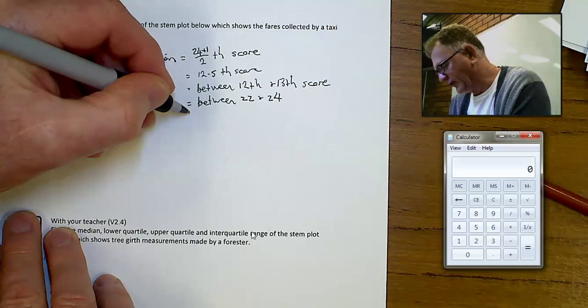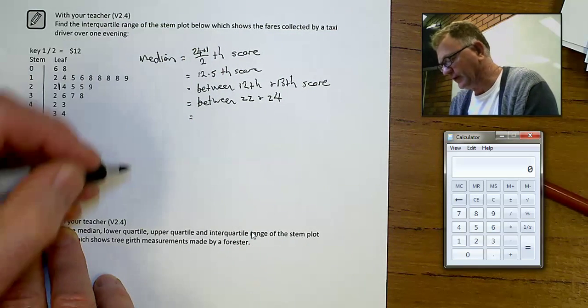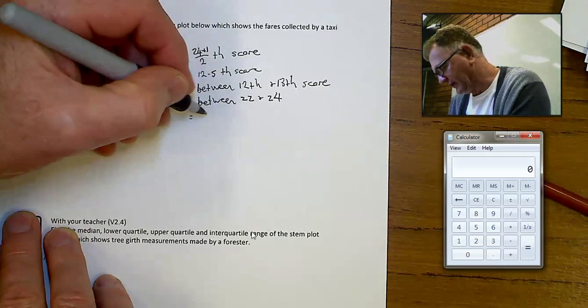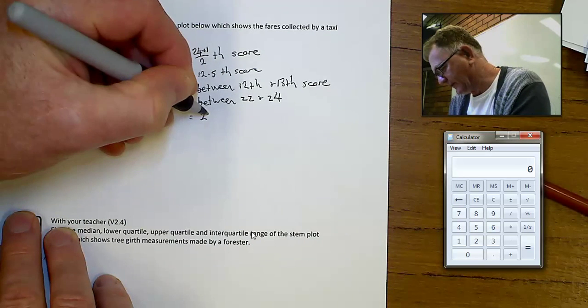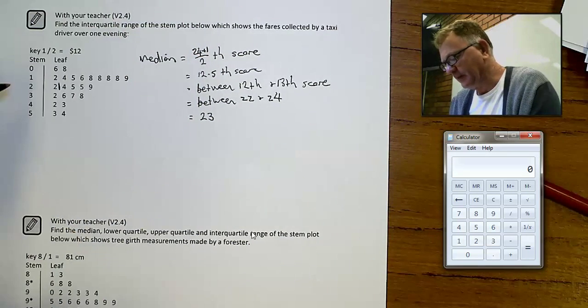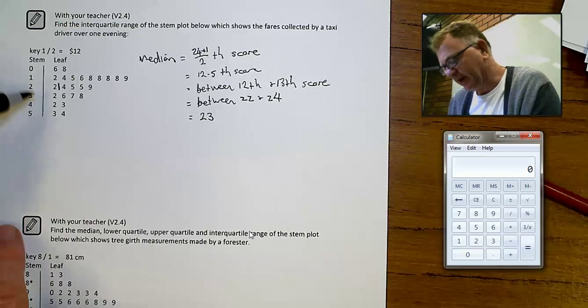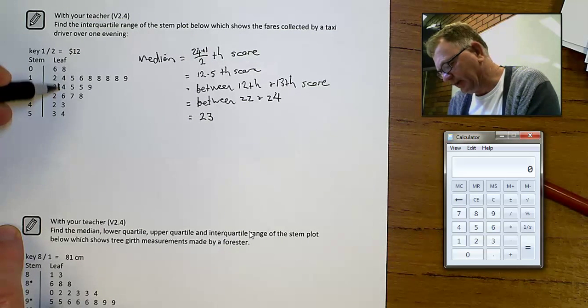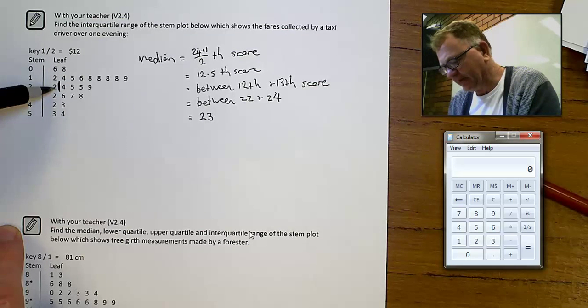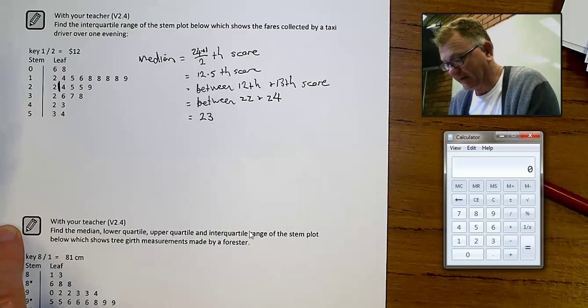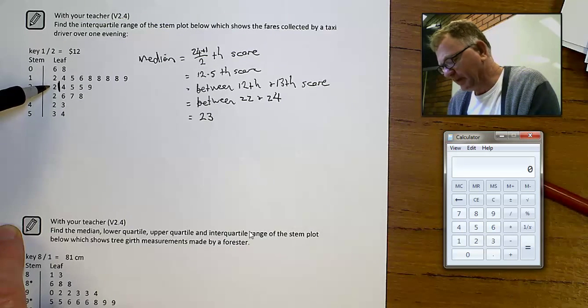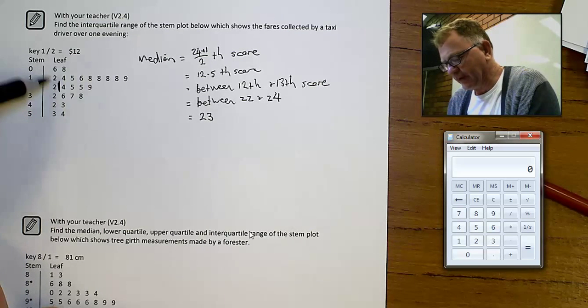And of course, if you average 22 and 24, you will get 23. That's the median. Now the median divides the data into two halves. Now in this case the median is sitting between two scores. If that's the case, then all of these scores here are in the bottom half of the data. All the scores less than the median and all the scores greater than the median are in the top half of the data. That would mean that there are 12 scores here in the bottom half of the data.